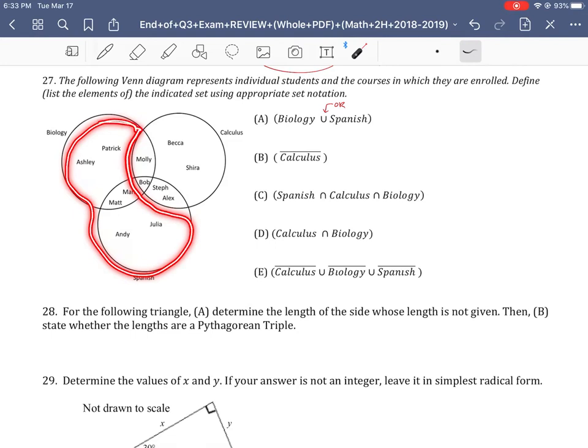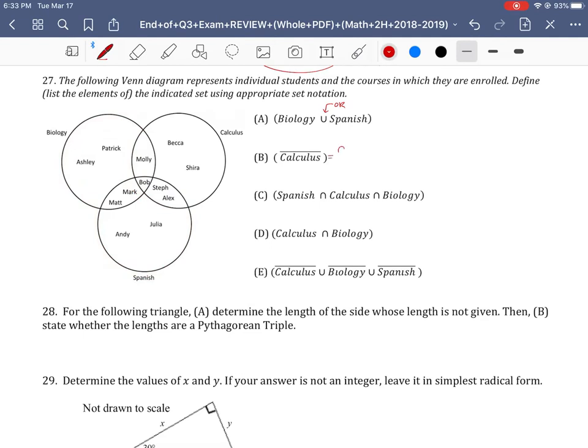So if they're not in calculus, then we're looking at all students right here, but they can't go into the calculus circle. So we're not going to include any of those ones, but all of these students right here, and we would list them. And I guess maybe I should show you again. Remember when we list these, we use the little braces, and then we talk about who's not taking it. So for example, Patrick is not. Ashley is not. Mark is not. Matt is not. And then moving down, Andy is not. And Julia is not. And all of those elements or individuals are not taking calculus.